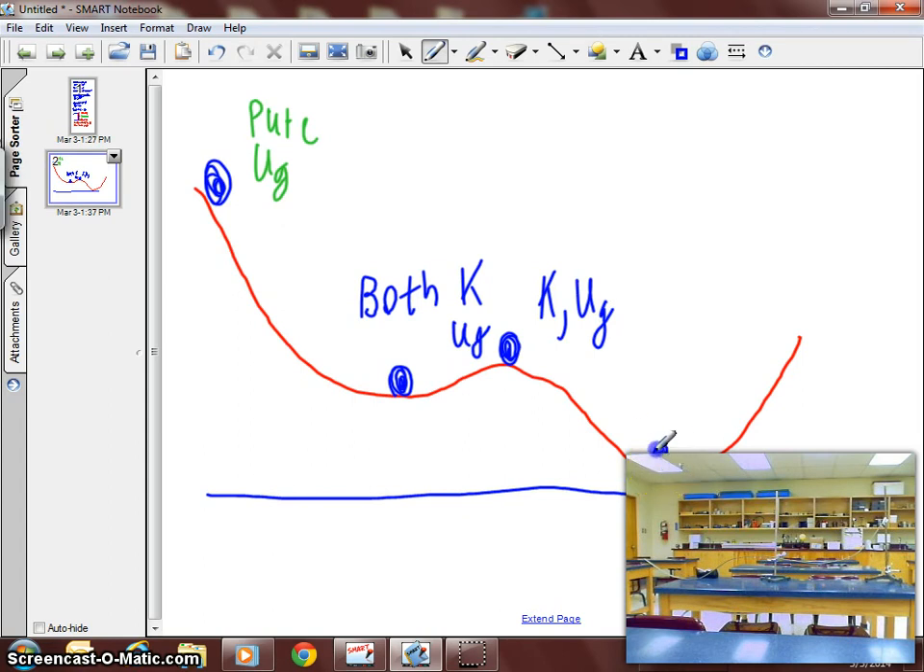When the ball reaches the very bottom of this dip, second dip over here, we have the maximum kinetic energy possible, and we have zero gravitational potential energy. And finally, just as we are leaping off of this track with this ball, we have kinetic energy and gravitational potential energy.